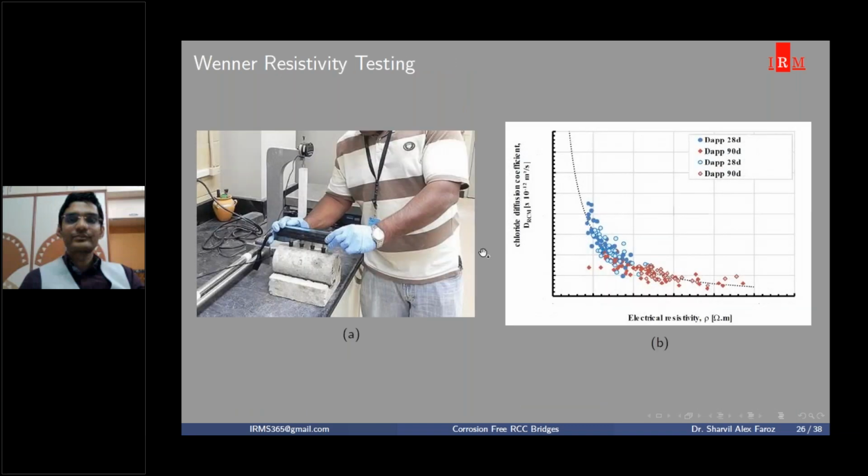But in addition to this migration test, we also do a resistivity test on these concrete samples. As you can see here, this is one photograph we have taken. You can see that this resistance test is being conducted on this concrete sample, and for the corresponding resistance of that sample of concrete and its corresponding diffusion value, which we tested previously, we get some graph like this. Why we did this resistance test, I will tell you in the coming slides. But for now, just keep in mind that we have also done this resistance test.